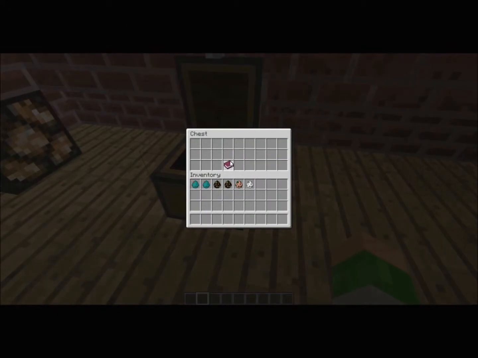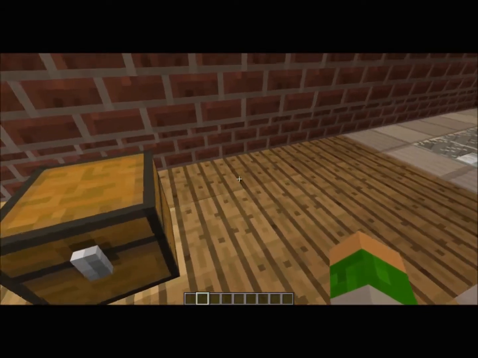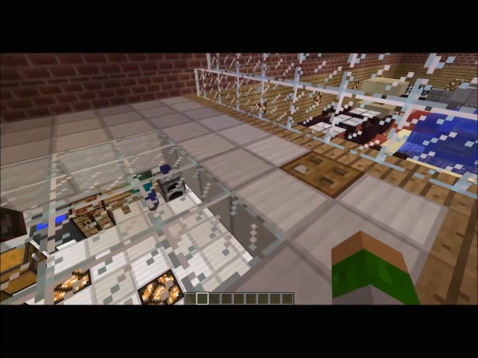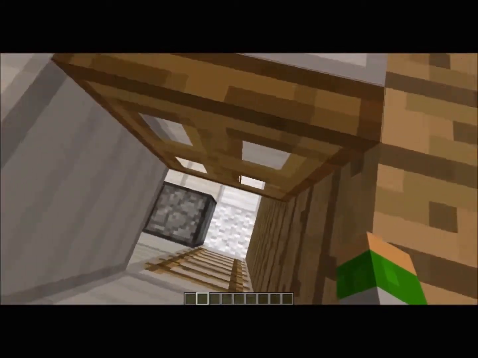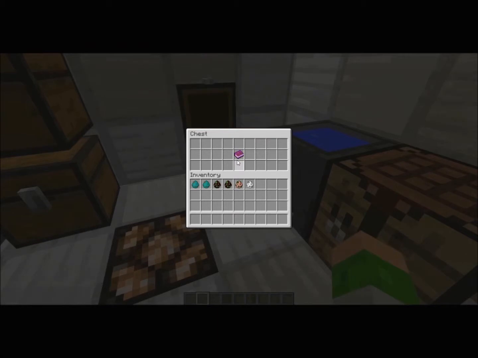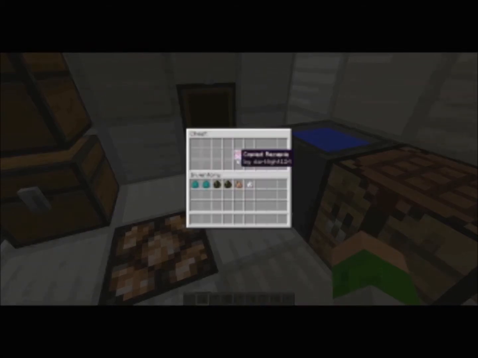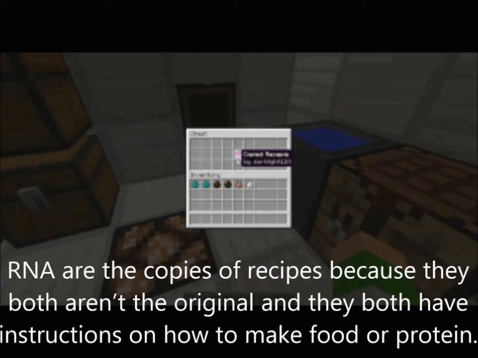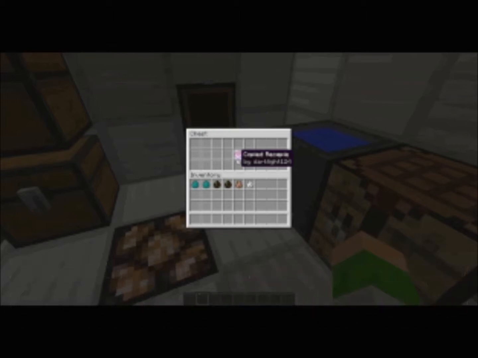So the DNA is always kept in the manager's office, but the cooks need some way to access a recipe to make the protein. So let's see how they do it. If we go back down into the kitchen, oh, they have their own little chest. What's in here? Oh, it is the copies of the recipes, and the copies are RNA because they both aren't the original, and they both have instructions on how to make protein or food.